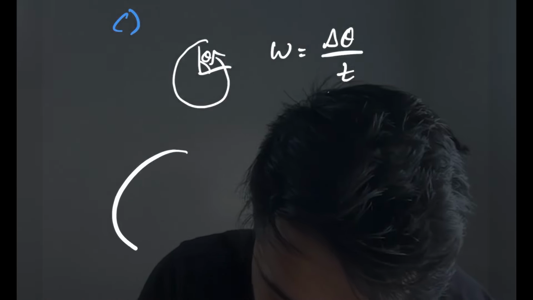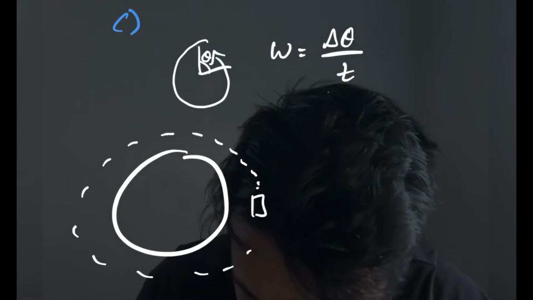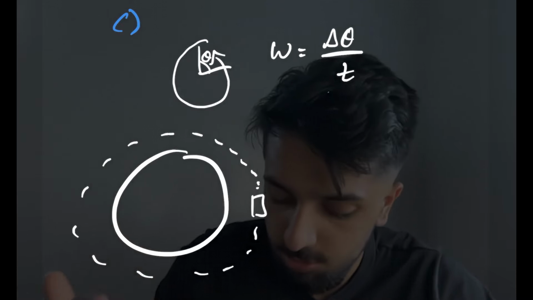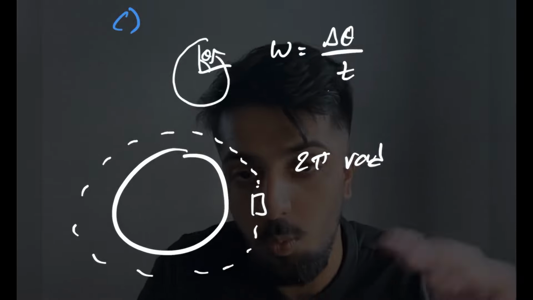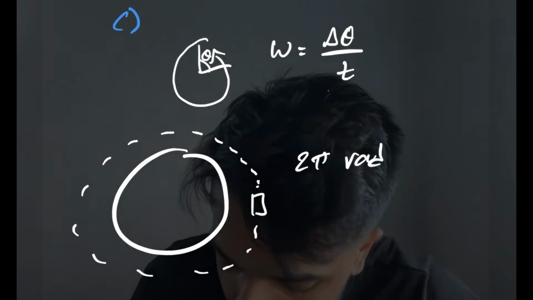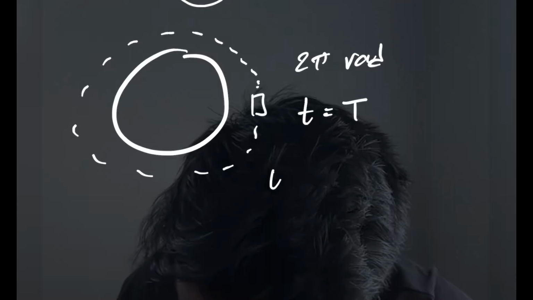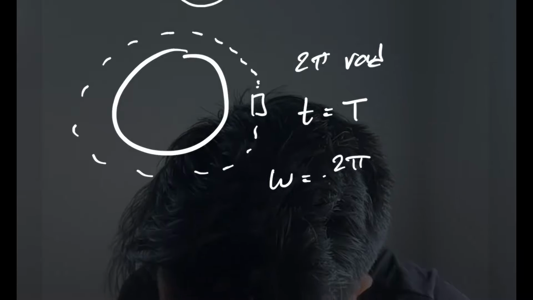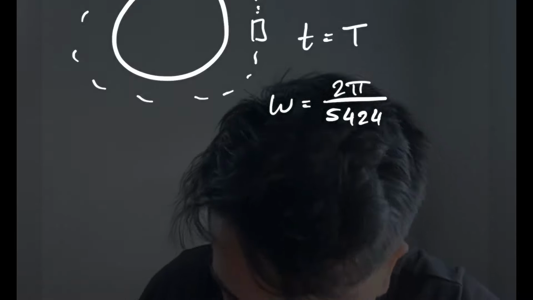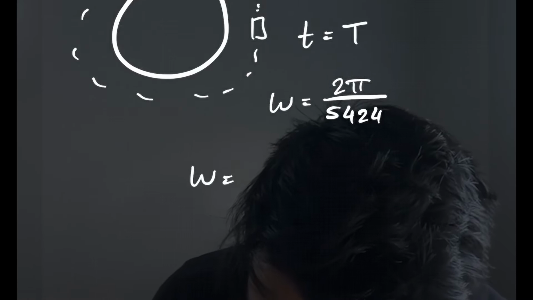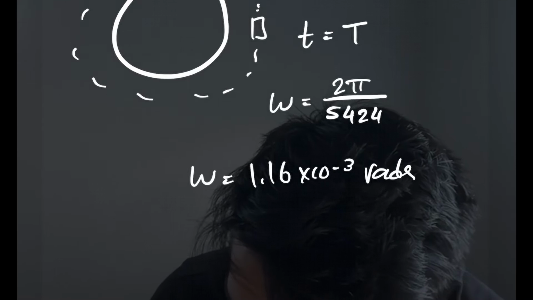So that means if we take our situation again and we have our car and it's moving in an orbit around, we can see that the angle that the car moves through in one rotation is equal to 2 pi radians, right? Because one whole circle is 2 pi. And the time taken is equal to the period. And so therefore our angular frequency is equal to 2 pi all over our period, which we found out before, which is 5,424 seconds. And therefore our angular frequency is 1.16 times 10 to the negative 3 radians per second.